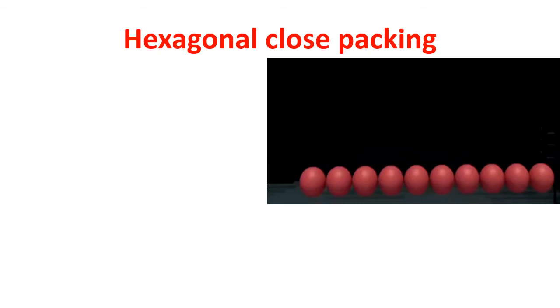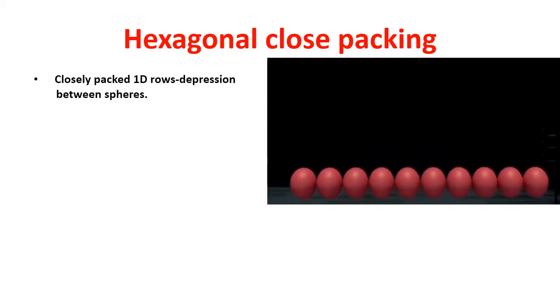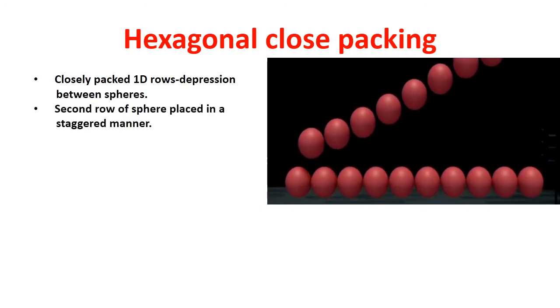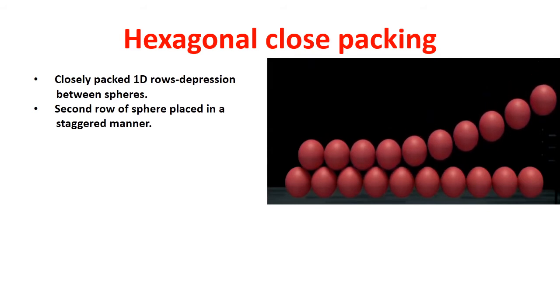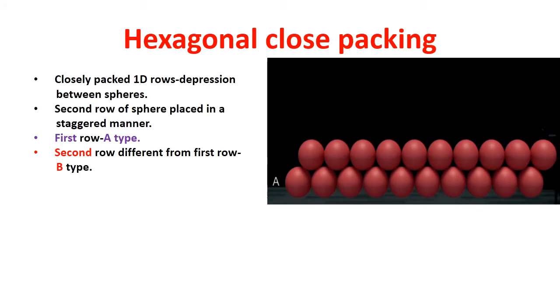Now we will talk about hexagonal close packing. A closely packed 1-dimensional row shows that there is the presence of depressions between the neighboring spheres. In this type of packing of spheres, the second row of spheres is placed in a staggered manner. It means that the spheres fit in the depressions of the first row. If we call the first row A type, then the second row, being different from the first row, is called B type.